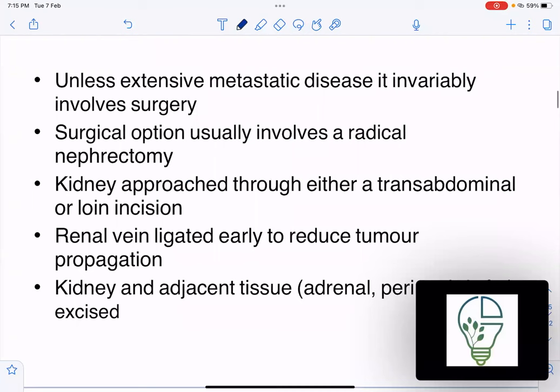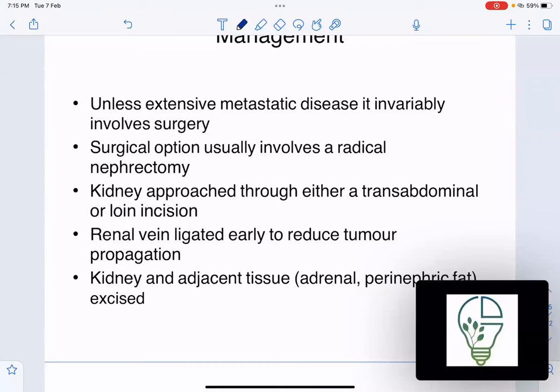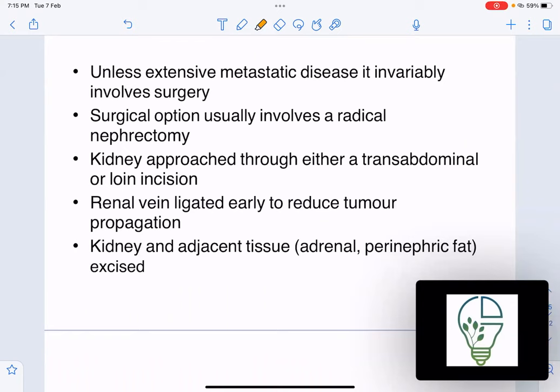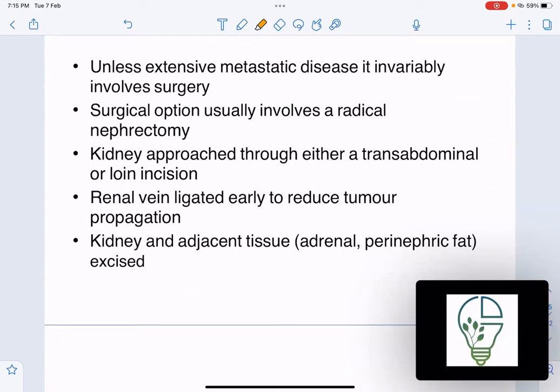So again, continuing with the management, we just remember it goes surgical. This is a little bit over. You learn more about the approach and the types and the step-by-step in year four in your surgery rotation. For now, just understand that the surgical option is the best.